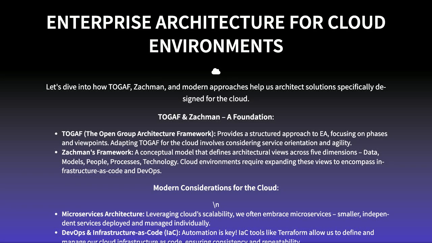Okay, let's talk about building enterprise architectures specifically with cloud in mind. We start with well-established frameworks like TOGAF and Zachman. They give us a solid foundation of structure and views. But the cloud throws a few curveballs. For example, we're often using microservices now, breaking down applications into smaller, independent pieces that can scale really well. And because everything is automated these days, infrastructure as code tools like Terraform are critical for managing our infrastructure consistently and reliably. Finally, understanding the different cloud service models, IaaS, PaaS, and SaaS, helps us build the right architecture for each piece of our business.